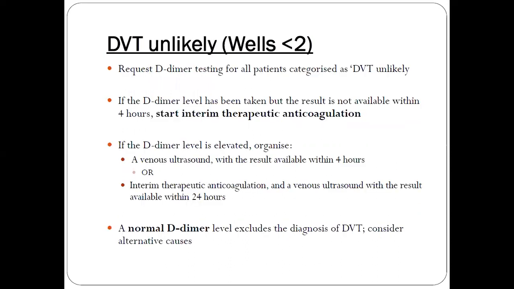If DVT unlikely, that is Wells score less than 2, do D-dimer testing for all patients categorized as DVT unlikely. If the D-dimer level has been taken but the result is not available within 4 hours, start interim therapeutic anticoagulation. If the D-dimer level is elevated, organize a venous ultrasound with the results available within 4 hours, or interim therapeutic anticoagulation and a venous ultrasound with the result available within 24 hours. A normal D-dimer level excludes a diagnosis of DVT.